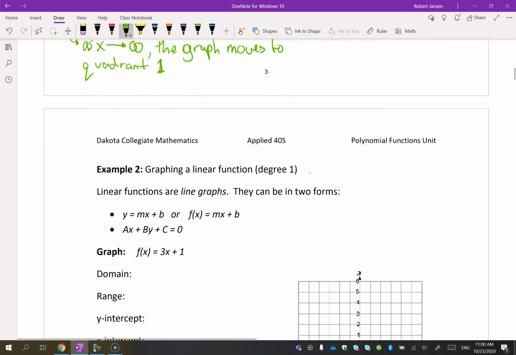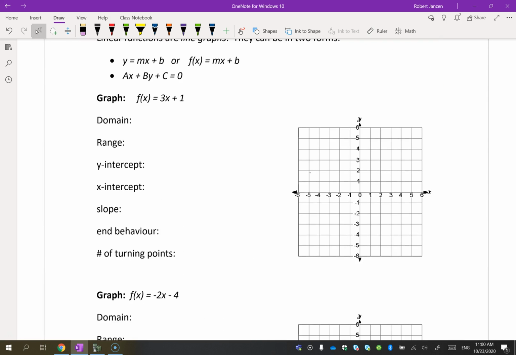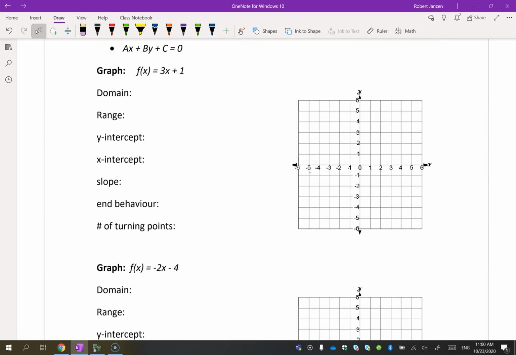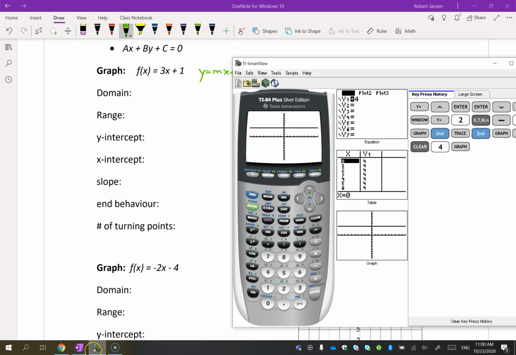Okay, so that's our first try. Let's look at another one. So this one, hopefully this will remind you of y equals mx plus b. We spent lots of time in grade 10 on that. So let's go here to y equals. We're going to clear it, and this time we're going to go 3x plus 1. All right, and graph it.